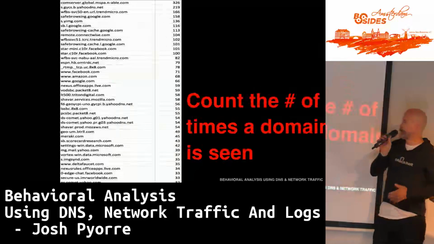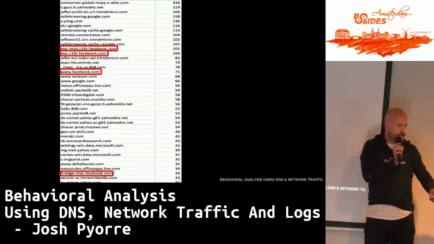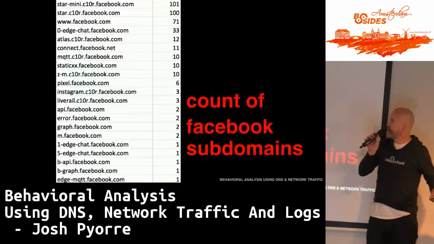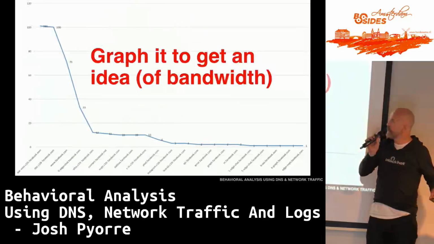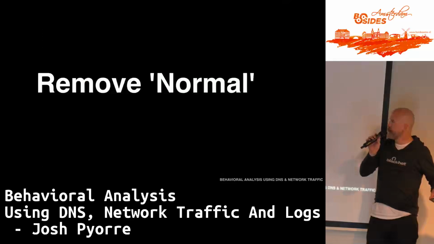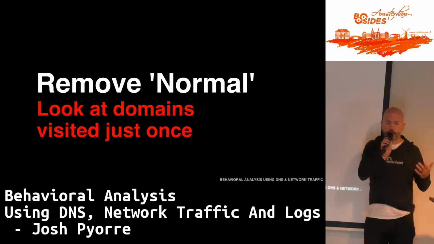My first attempt is to count the number of times that a domain has been seen. In this case, I've got a bunch of Facebook domains that I'm interested in. Maybe I'm not interested, but as an example, I count the number of Facebook subdomains. I can graph that to get an idea of the bandwidth like I showed before. I can count other domains. I can remove normal from that and look at the domains that are visited just one time.